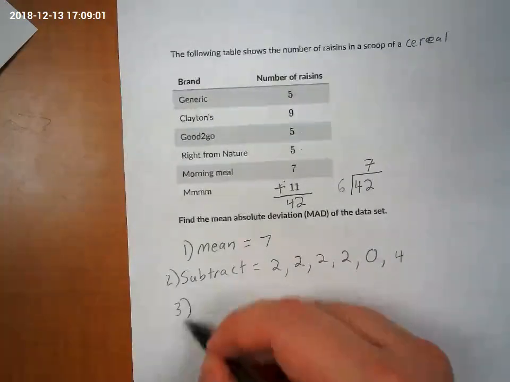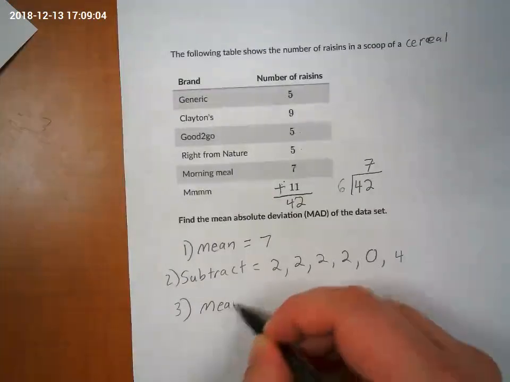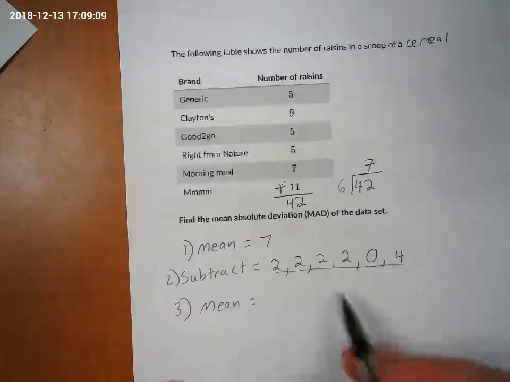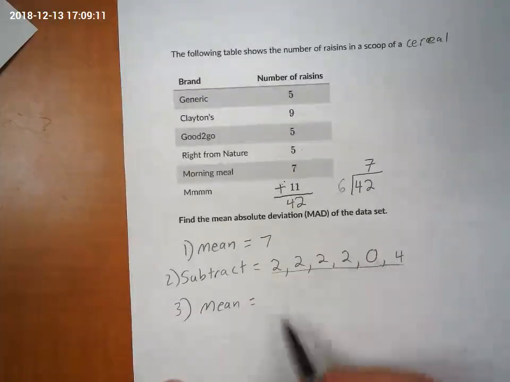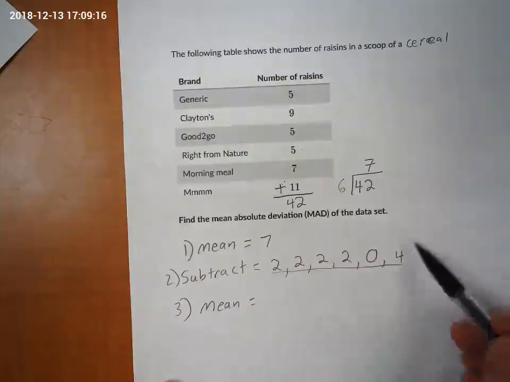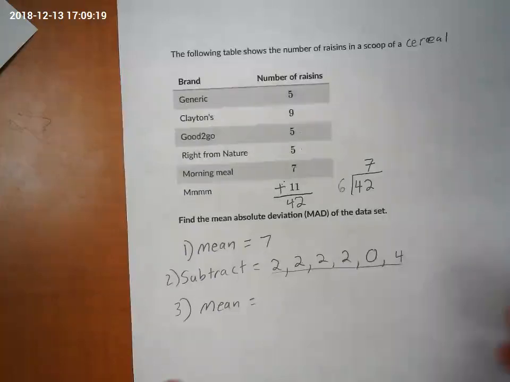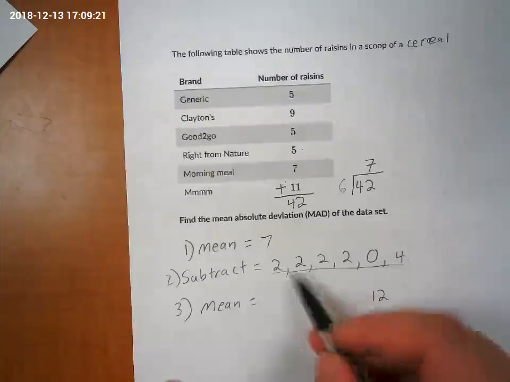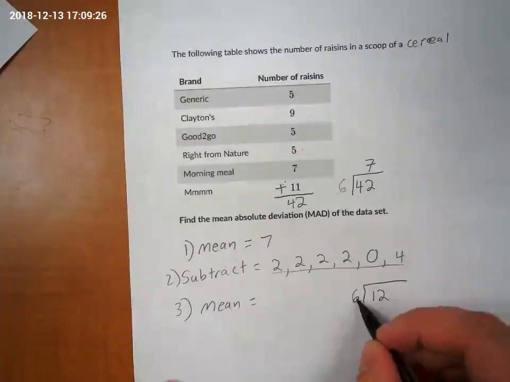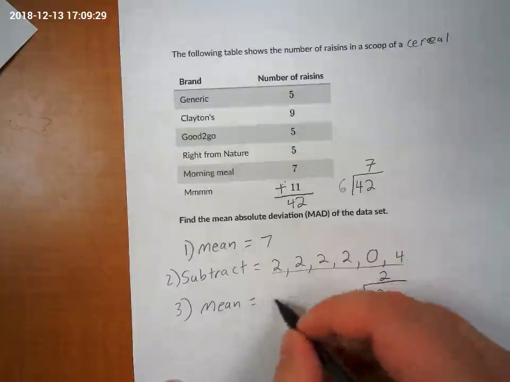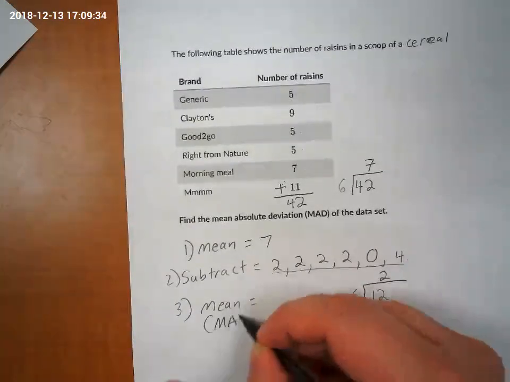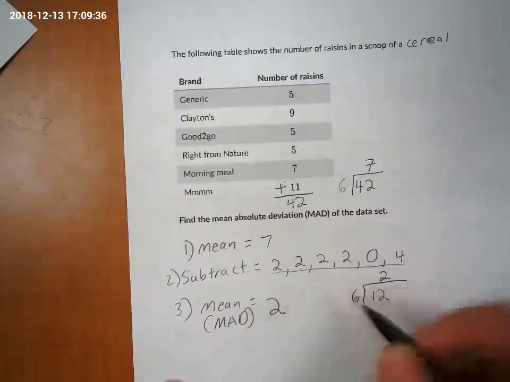Step 3 is to find the mean again. So now I need to find the mean of these data points. After I subtract, I need to find the mean of these data points. 2 plus 2 plus 2 plus 2, that's 2 times 4, which is 8. 8 plus 4 is 12. So I'm going to have a 12 here, and there are 6 numbers. 12 divided by 6, that's going to be 2. So my mean absolute deviation, that's my MAD right here, is going to be 2.